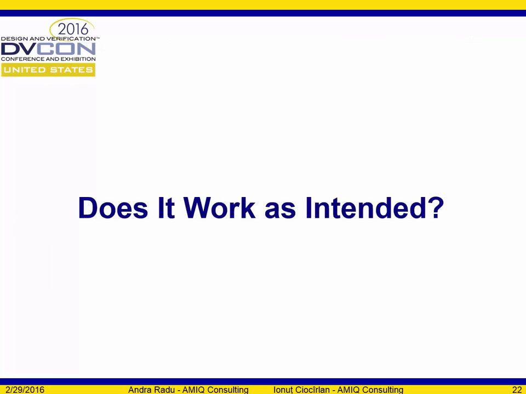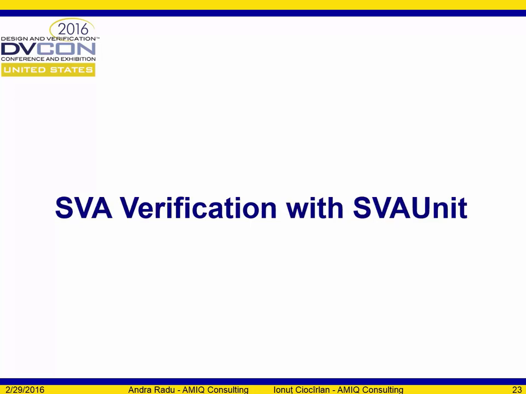Now, we've built the expression, we've built the property. Do we know it works as intended? We might even have run it against our design, and maybe it passed, but do we know it works for all the scenarios? So we have to verify it. And this is our main focus in the tutorial, making sure the assertion works as expected.